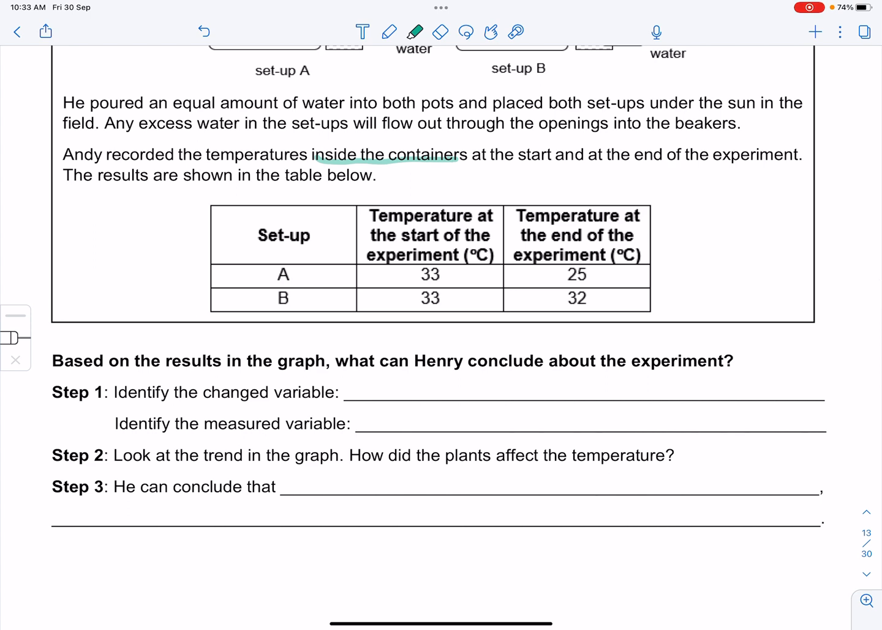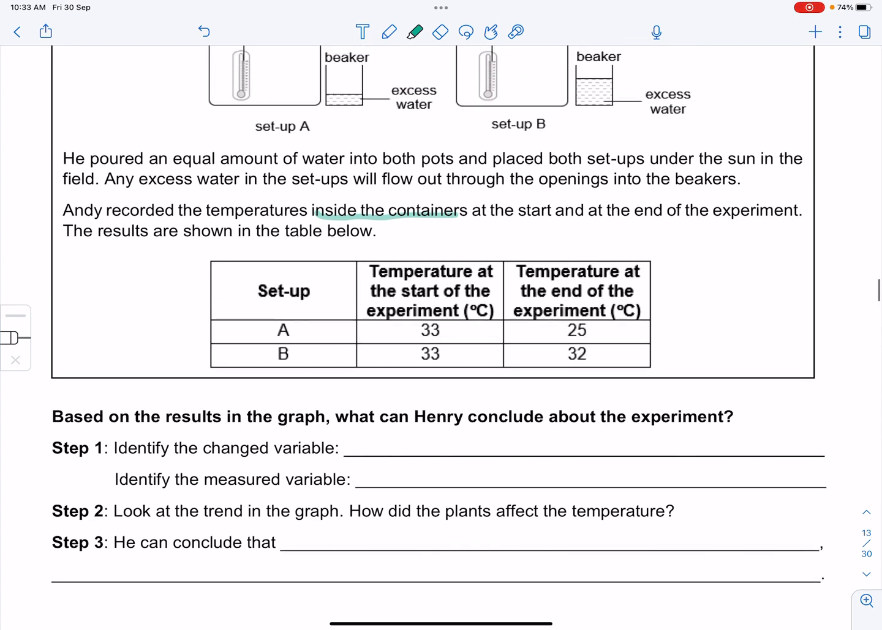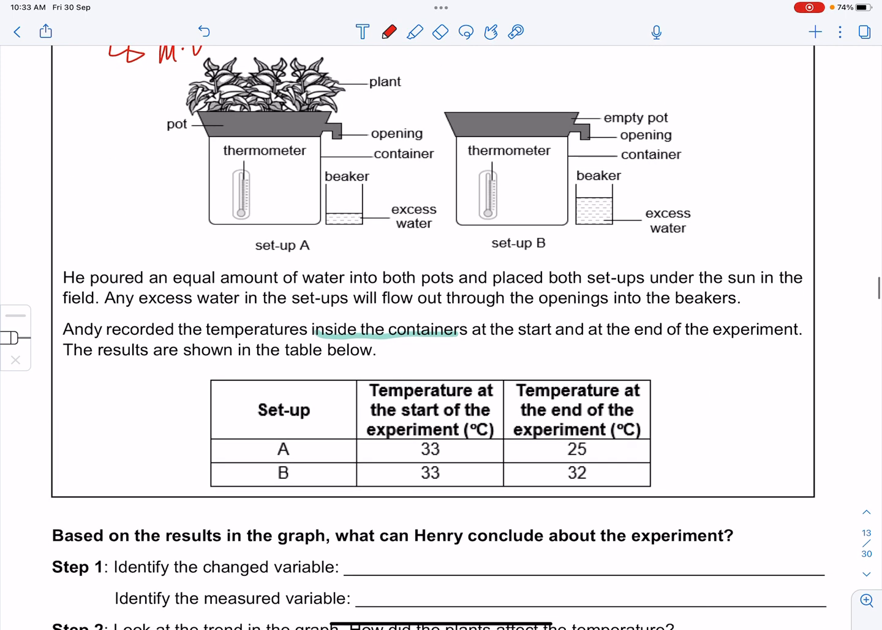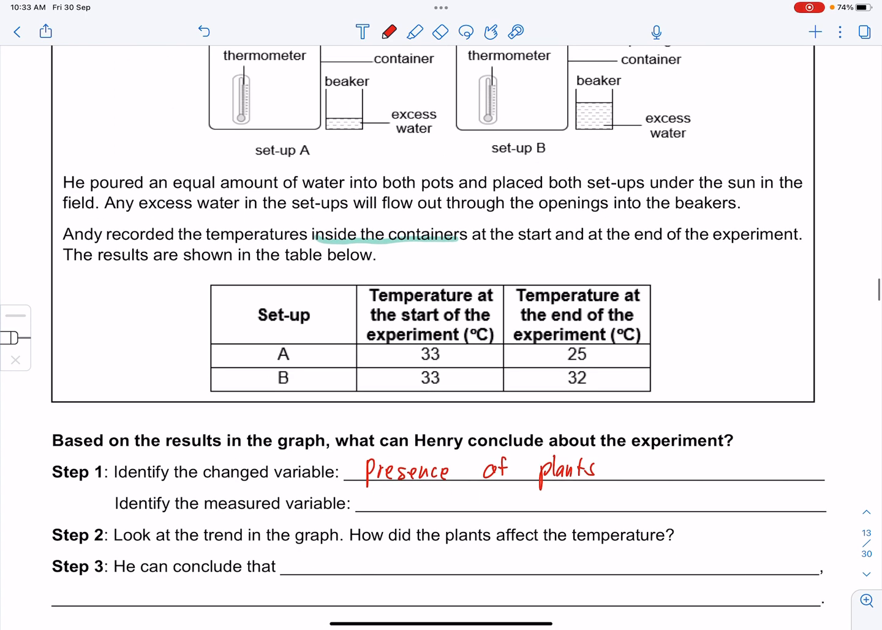Now, based on the result in the graph, what can Andy conclude about the experiment? So what is the change variable, which I have pointed out to you already? Presence of plants. Right, and the measured variable will be the temperature of the air in the containers.